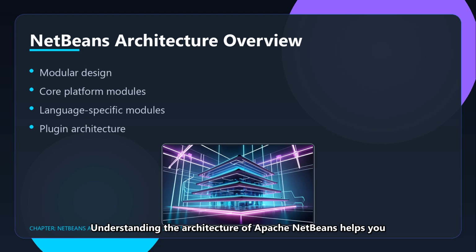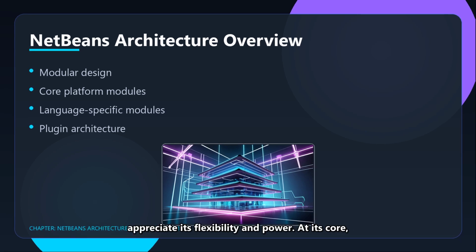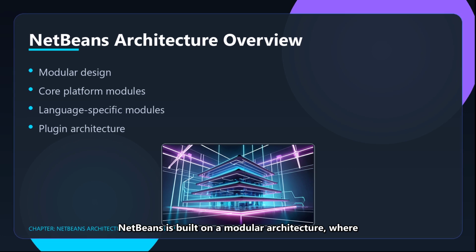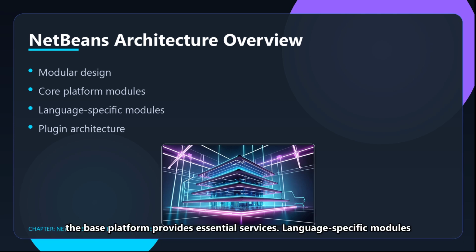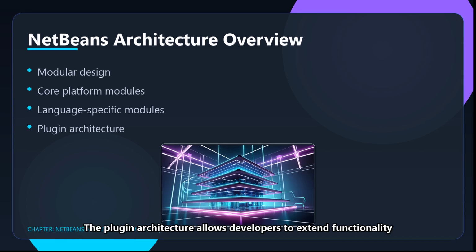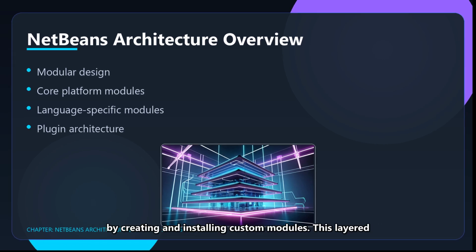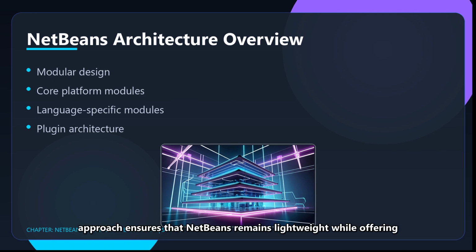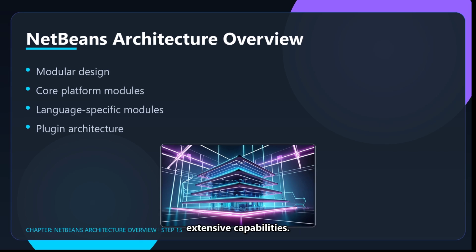Understanding the architecture of Apache NetBeans helps you appreciate its flexibility and power. At its core, NetBeans is built on a modular architecture, where the base platform provides essential services. Language-specific modules add support for Java, PHP, HTML, and more. The plugin architecture allows developers to extend functionality by creating and installing custom modules. This layered approach ensures that NetBeans remains lightweight while offering extensive capabilities.